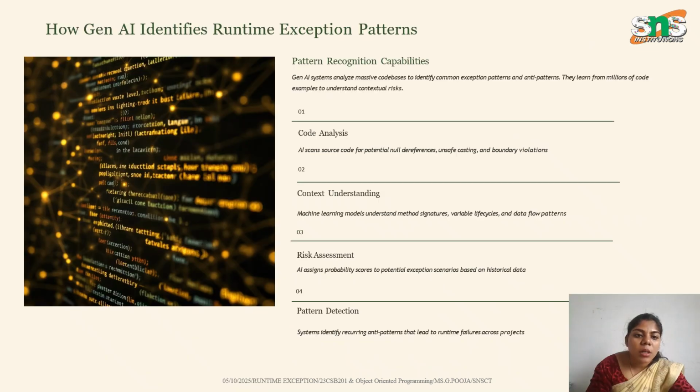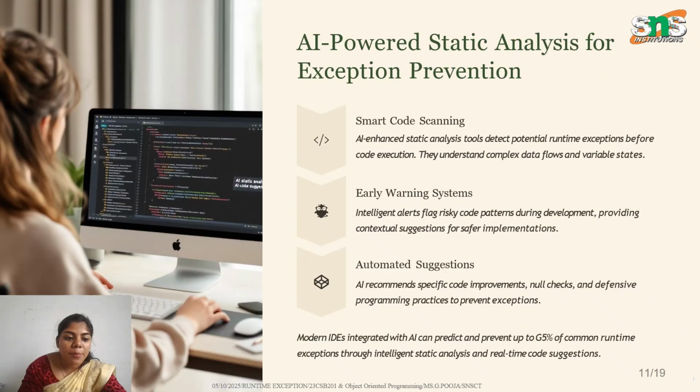And now generative AI, like artificial intelligence, can recognize exception patterns in massive code bases by analyzing millions of lines of code. AI systems learn where runtime exceptions commonly occur. They perform code analysis, scanning for null references, and then through context understanding, machine learning models follow the variable life cycles. Using risk assessment, AI predicts where the exceptions are most likely to appear before execution even happens.